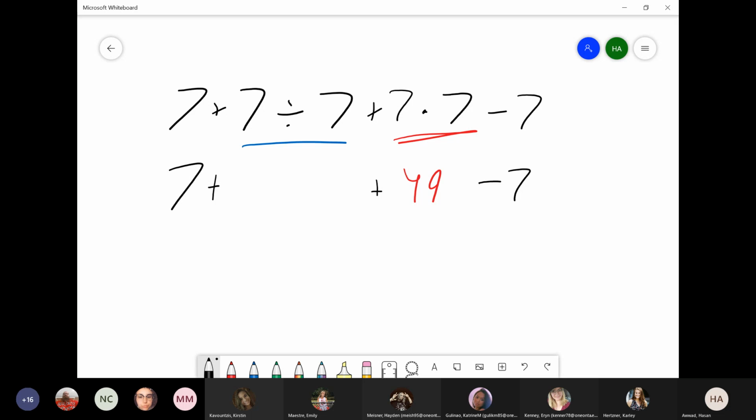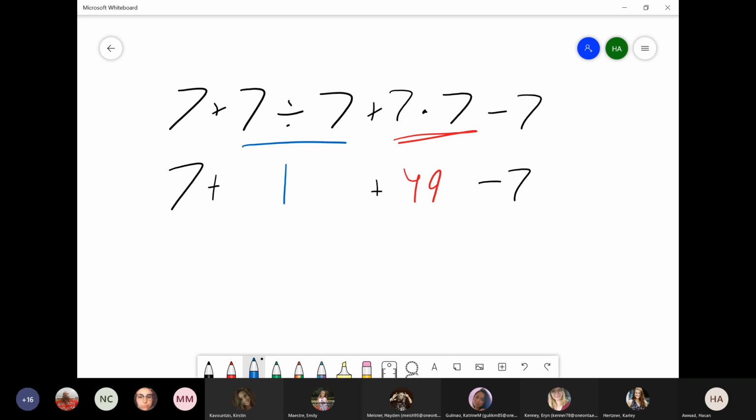Remember, order of operations, right? Division comes before addition or subtraction. So we have to do the division first. So 7 divided by 7 is going to give us 1, right? Any number divided by itself gives you back 1. So now we have 7 plus 1 plus 49 minus 7.